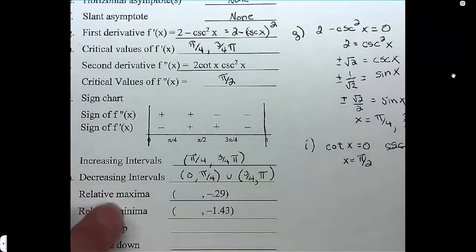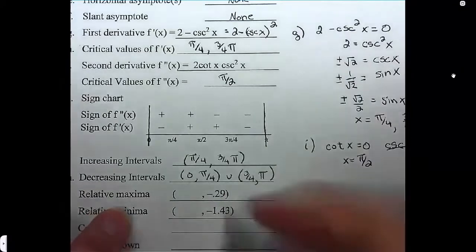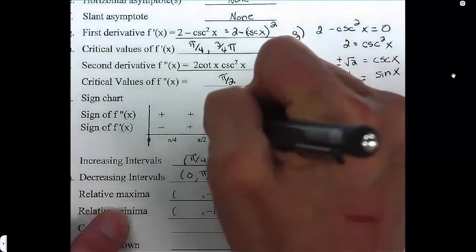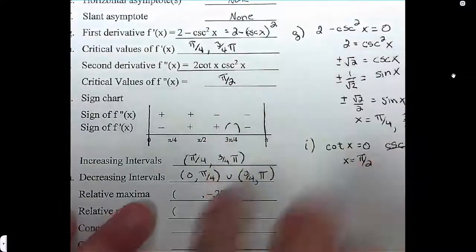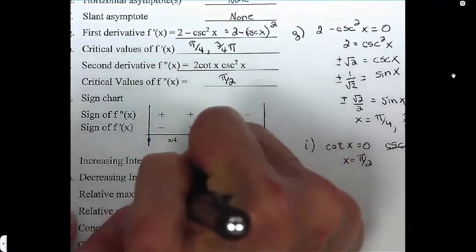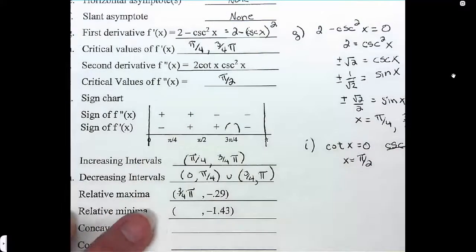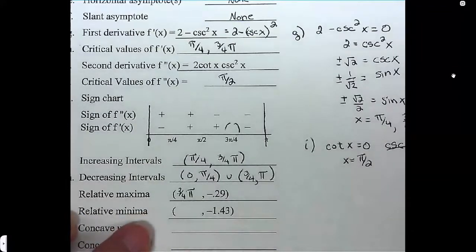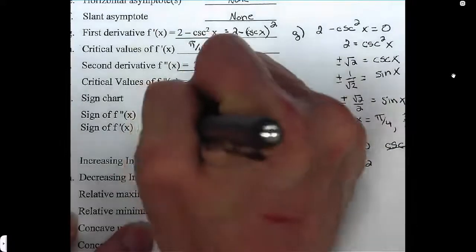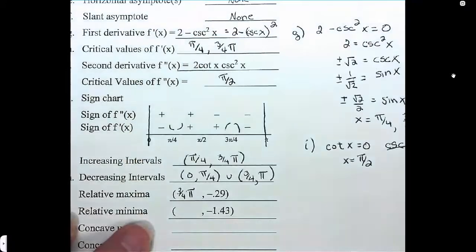How do you find the relative maximum looking at the sign chart? Right, the first derivative goes from increasing to decreasing. And so that would be at 3/4 pi. And I already found the y value to be approximately negative 0.29. And then the relative min is where the first derivative goes from decreasing to increasing. That's at pi over 4. And I already got the y value, about 1.43.